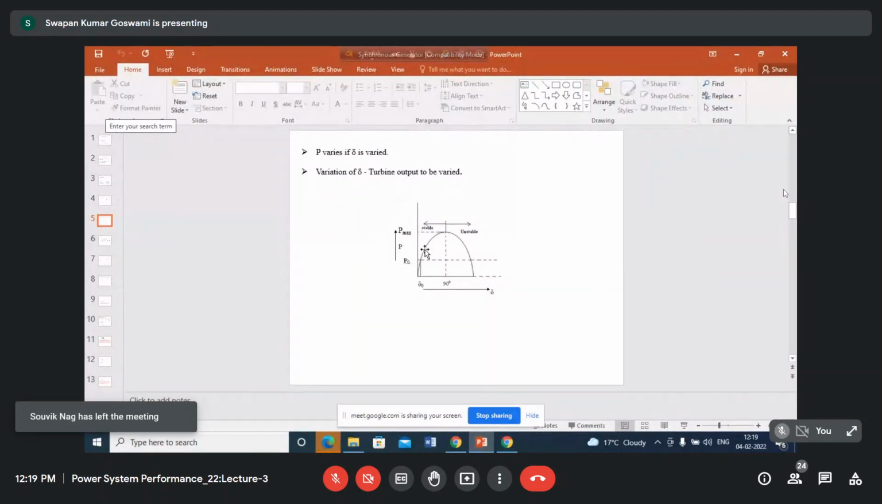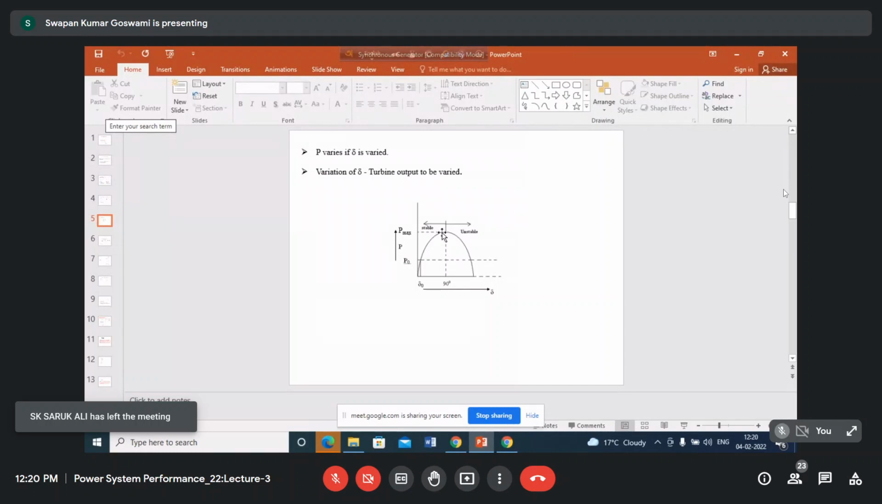If you want to increase the power output more, then again increase the opening of the steam valve. Again P will increase, it will be somewhere here. The generator speed will increase, it will become more than synchronous. Then again it will oscillate around this point. In this way, if you can increase the steam flow rate by a very small amount, you will be in a position to reach up to this point, because this is the maximum power output position of the generator.